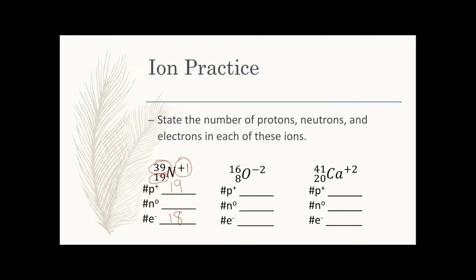And now we need to figure out how many neutrons we have. Well, 39 minus 19 gives us 20. All right, let's do oxygen. Atomic number is 8. That means we have 8 protons. Okay, 16 minus 8 is 8, so that means we have 8 neutrons. All right, now our charge is minus 2. So that means we have 2 more electrons, 2 more angry electrons. Remember, angry anion, electrons, negative.